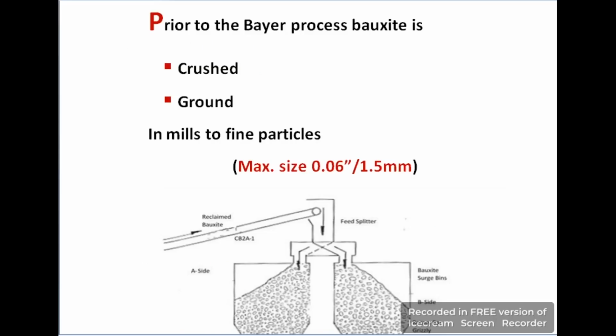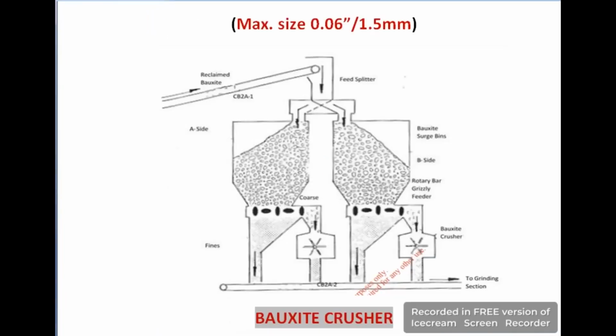Before the Bayer process, raw bauxite is present in the form of lumps which are crushed and ground to reduce the size to 0.6 inches, or in millimeters, 1.5 millimeters. You can see it is a bauxite crusher. At top, bauxite bins are provided. These large vessels are called bins, and in industrial language, bins are just large storage vessels.